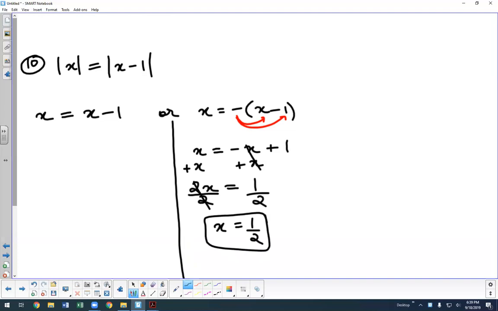What will this one give us? Where do I start with 10? Same thing, bring my x on the same side. What will happen when I bring my x on the same side? Yeah, it will cancel out, giving you 0 equals 1, which is a false statement, which means he's done. You've got one answer, right? X equals 1/2.